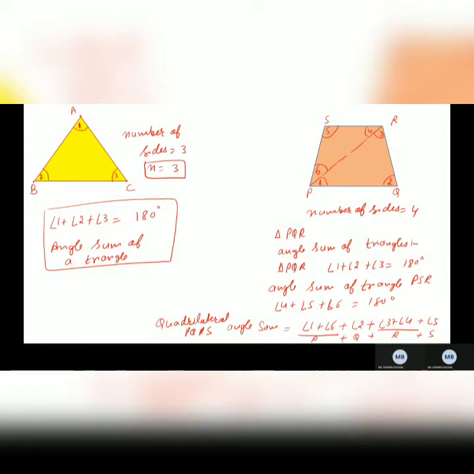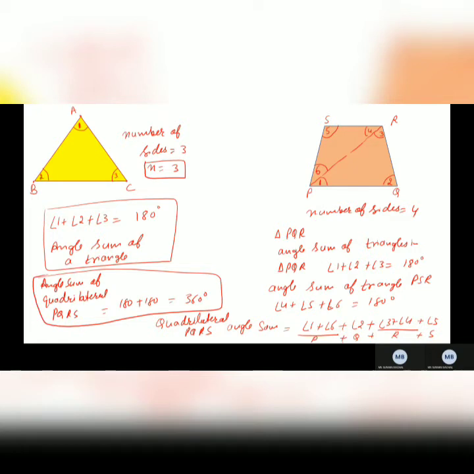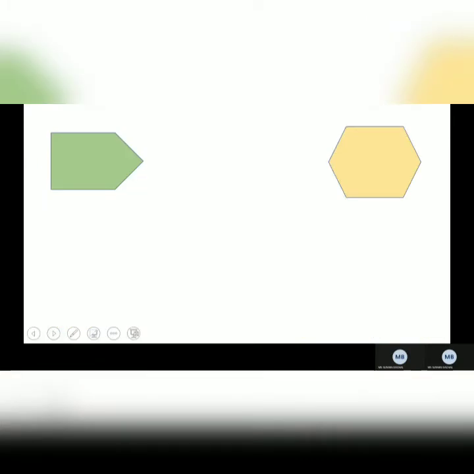So you can see angle 1 plus 2 plus 3 is 180 degrees, then angle 4 plus 5 plus 6 is also 180 degrees. So you will get the angle sum of quadrilateral PQRS will be equal to 180 plus 180, that is equal to 360 degrees. So I have got the angle sum of a triangle is 180 degrees and the angle sum of a quadrilateral is 360 degrees. Now let us come to the next.